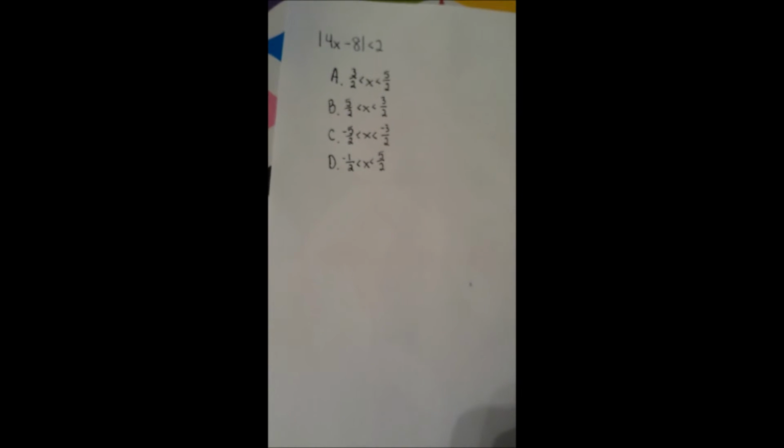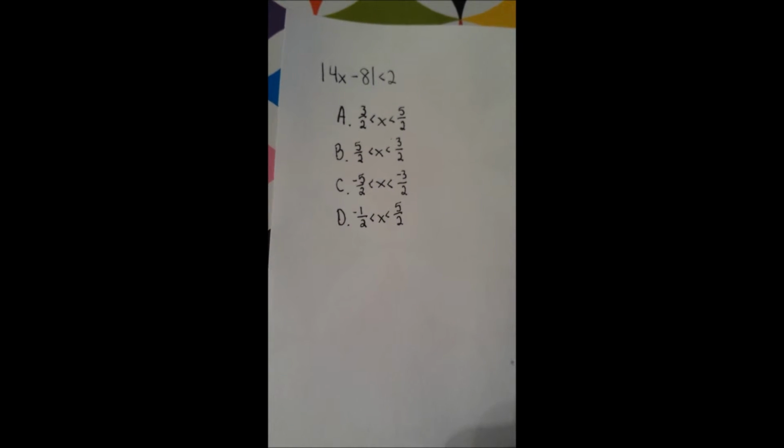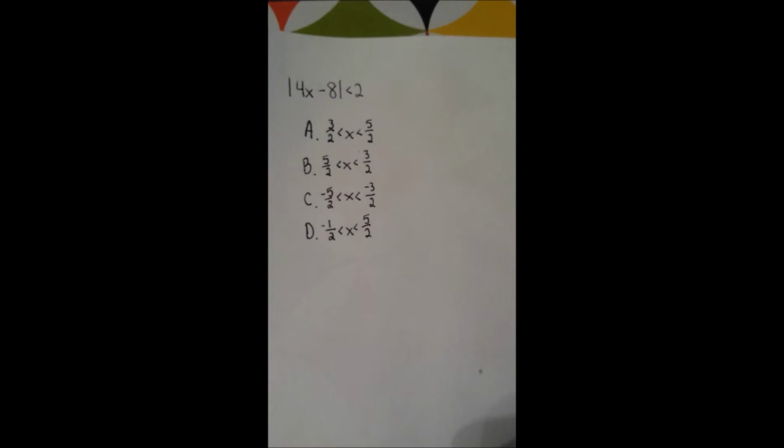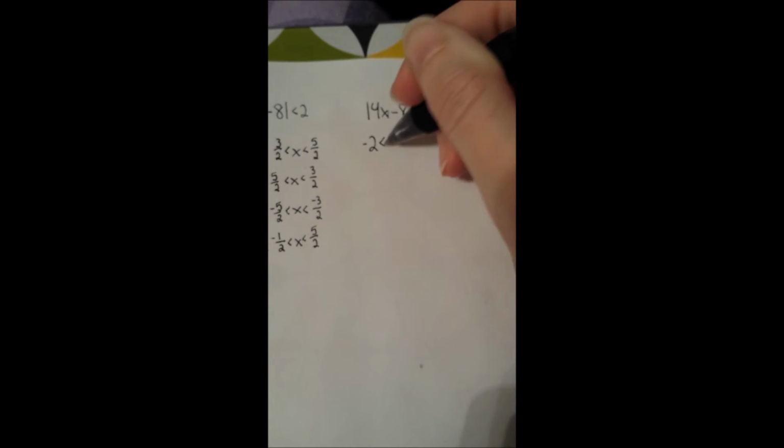Here we have the problem, the absolute value of 4x minus 8 is less than 2. Though it is multiple choice, first we're going to show you how to solve it normally. Then we'll show you how to figure out the answer by slashing the trash and testing different options within the multiple choice. Since this is a less than absolute value inequality, you're going to write it as negative 2 is less than 4x minus 8 is less than 2.